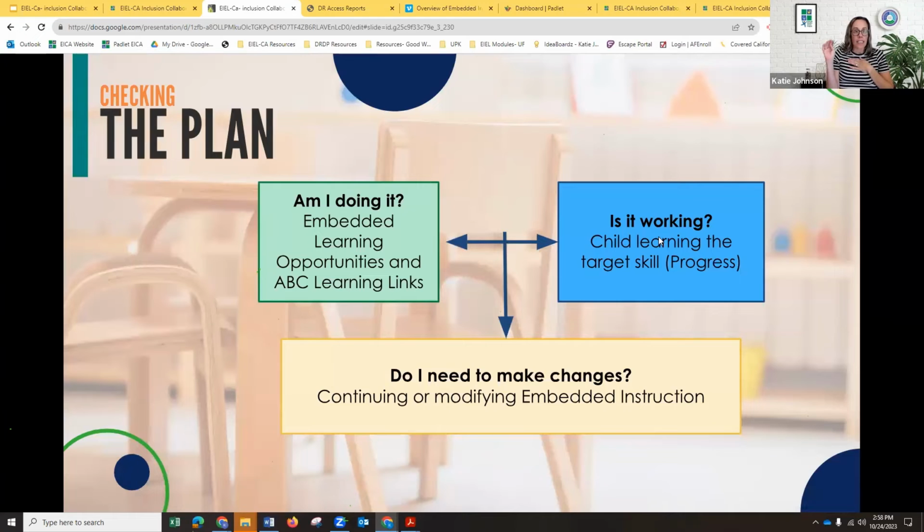All of that is going to guide us into, do we need to make changes? So that was a ton of information that we zipped through really quickly because I wanted you to see an example all the way through of what embedded instruction looks like. So now I'd love to take just a moment to reflect and ask, do you have any questions or thoughts about this process of embedded instruction before I go into some resources and pathways for you to get more support?